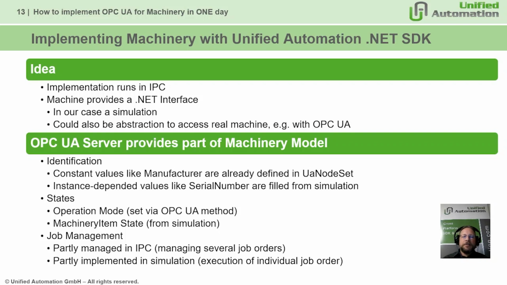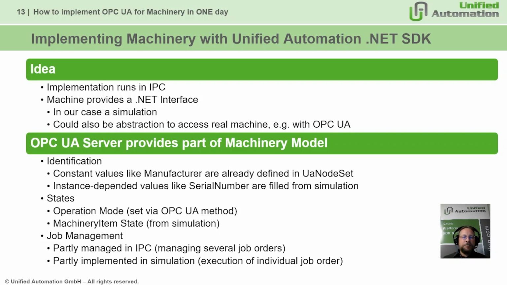We're implementing parts of the machinery specification. We do implement the identification, the states, and the job management. For the identification, there are a bunch of constant things which will never change, like the manufacturer, and you can put those already into the model itself. So in the UA node set, this is where the model is stored, and then instance dependent information like the serial number typically would come from simulation, or you would configure this in your IPC.